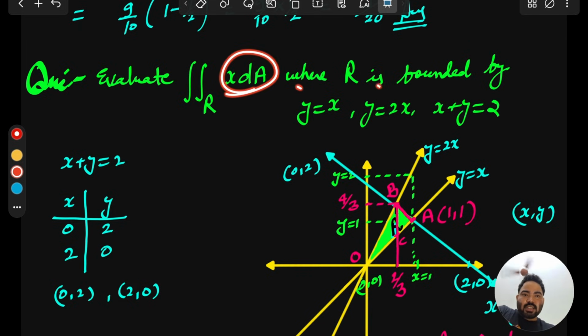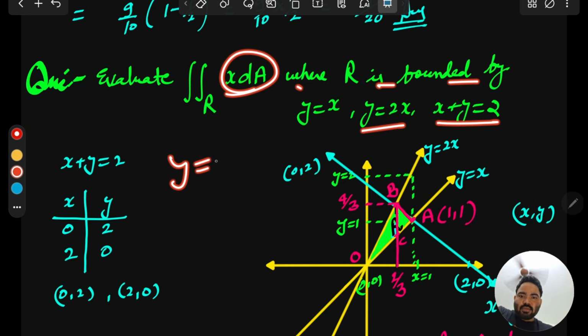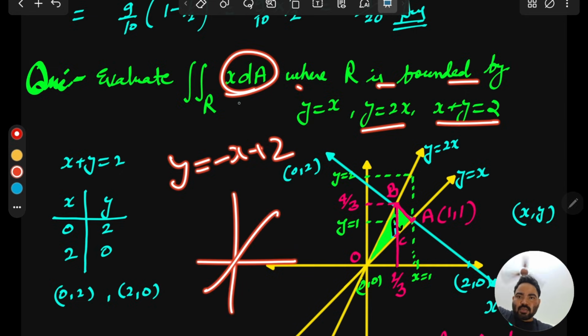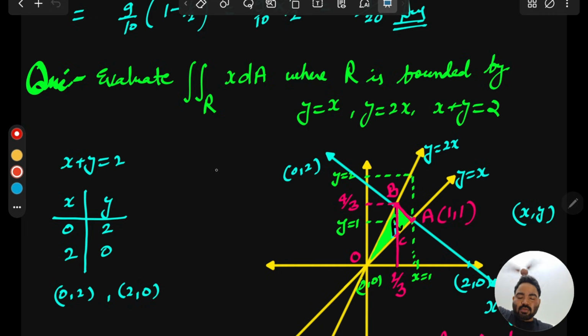Evaluate this integral, where the region is bounded by y equal to x, y equal to 2x, and x plus y equal to 2, which you can write as y equal to minus x plus 2. You already know the line y equal to x passes like this, and you already know y equal to minus x plus 2.